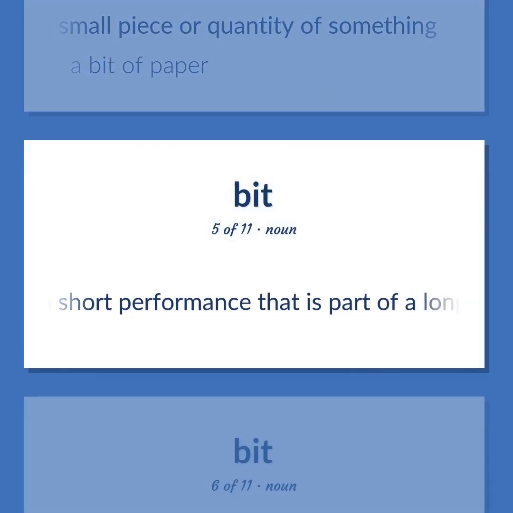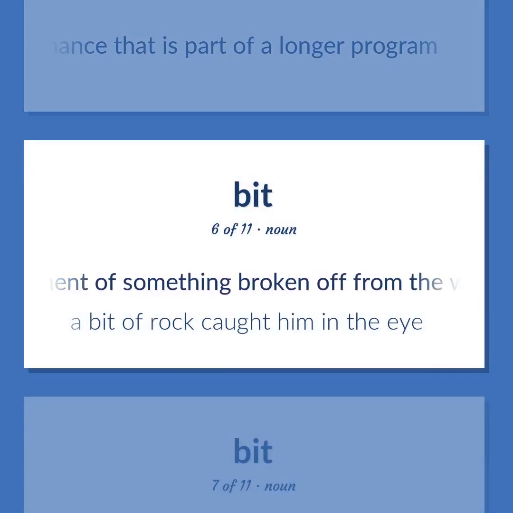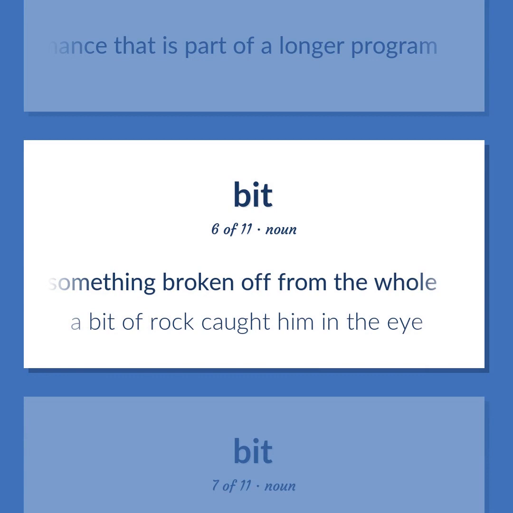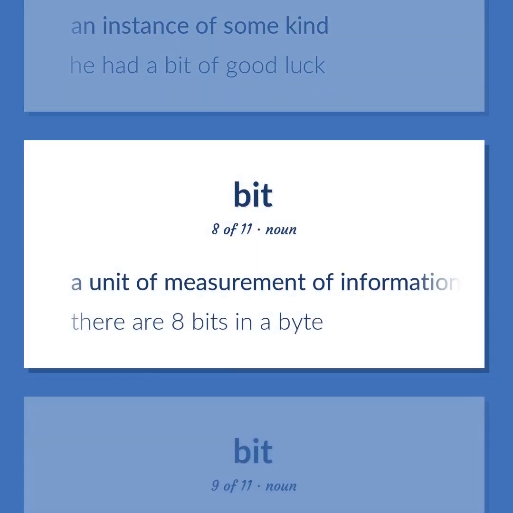A short performance that is part of a longer program. A small fragment of something broken off from the whole. A bit of rock caught him in the eye. An instance of some kind. He had a bit of good luck. A unit of measurement of information, from binary plus digit. The amount of information in a system having 2 equiprobable states. There are 8 bits in a byte.